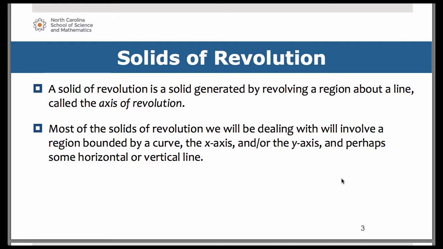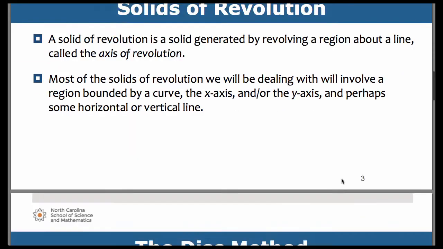Now, most of the solids that we're going to be dealing with will involve a region bounded by a curve, the x-axis and/or the y-axis, and perhaps some other horizontal or vertical line. So let's get started.